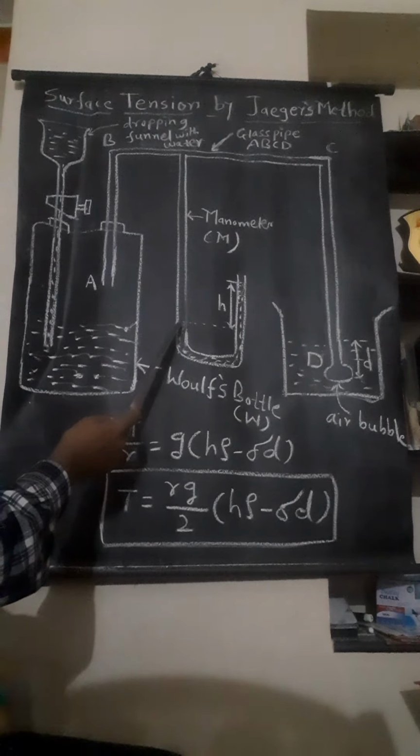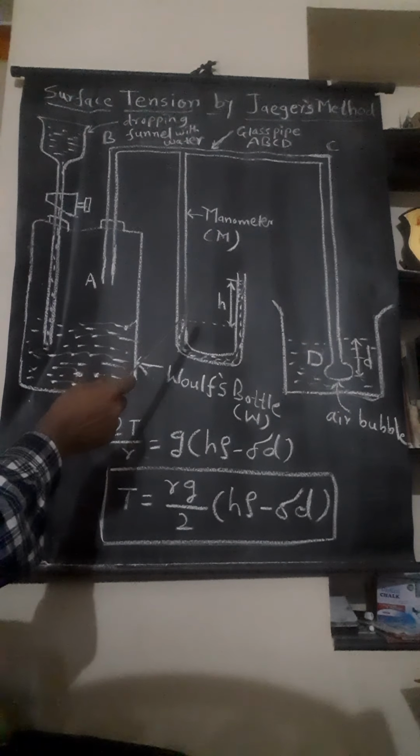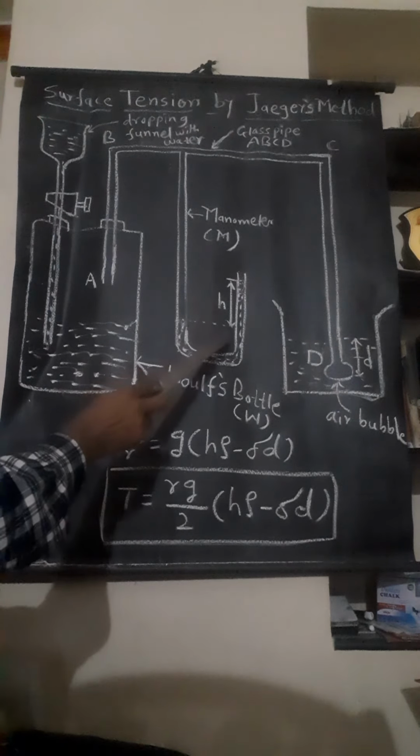So the difference H in the levels in the two arms of the manometer, which is maximum and which is to be noted, and the bubble becomes unstable and finally it breaks. The radius R of the opening end D of this capillary is found out by the microscope.